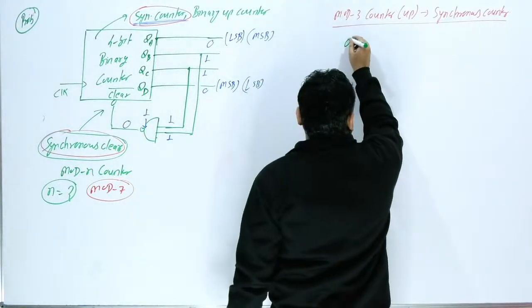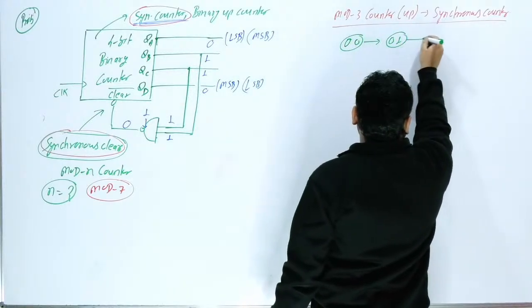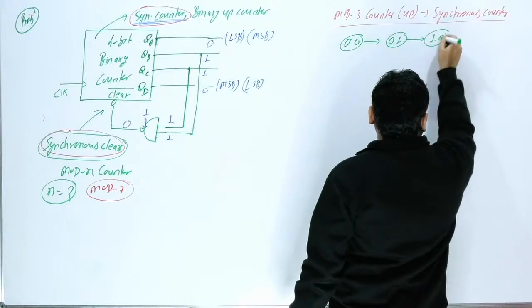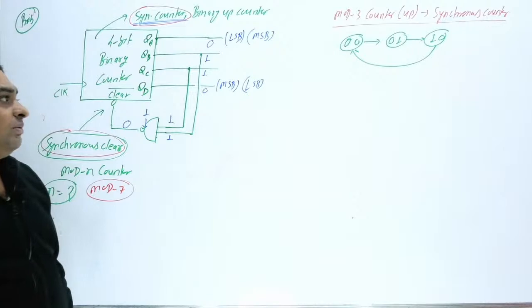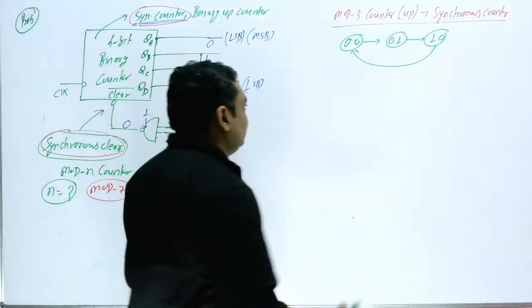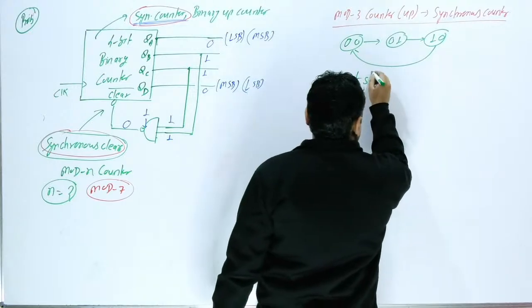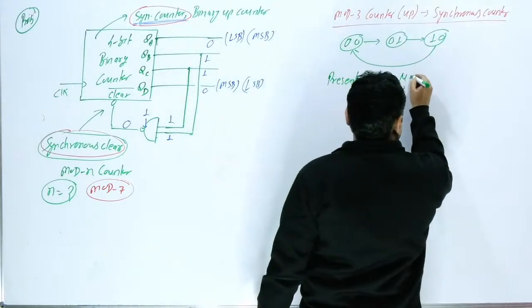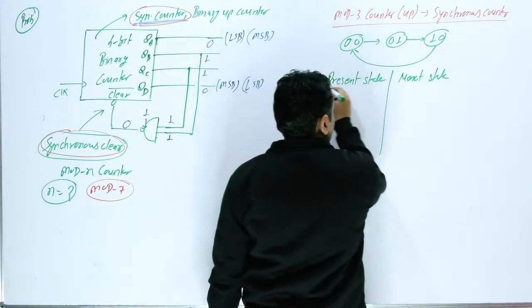So I want to design a counter: from 00, the next should be 01, then 10, then 00. This counter I have to design: 00, 01, 10, 00, 01, 10. So how? Here I am going to write the present state and the next state. Okay, present state and next state.